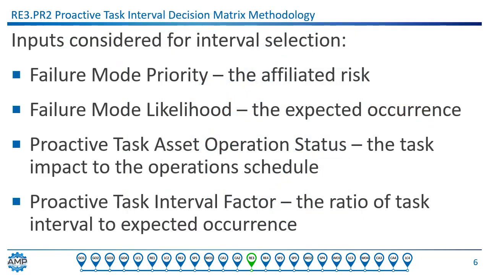Let's talk about task intervals. Please understand that this is not about developing calendar-based maintenance. This is about assigning task intervals based on evaluation of several inputs. First is failure mode priority. And remember, failure mode priority is based on asset priority, the severity of consequences of occurrence on the asset, likelihood of occurrence, and detectability. Next, we want to think about required asset operational status. Can the task be performed with the asset operating, or does the asset need to be shut down to do the task? And finally, the interval factor, the ratio of the task interval to the expected frequency of occurrence.